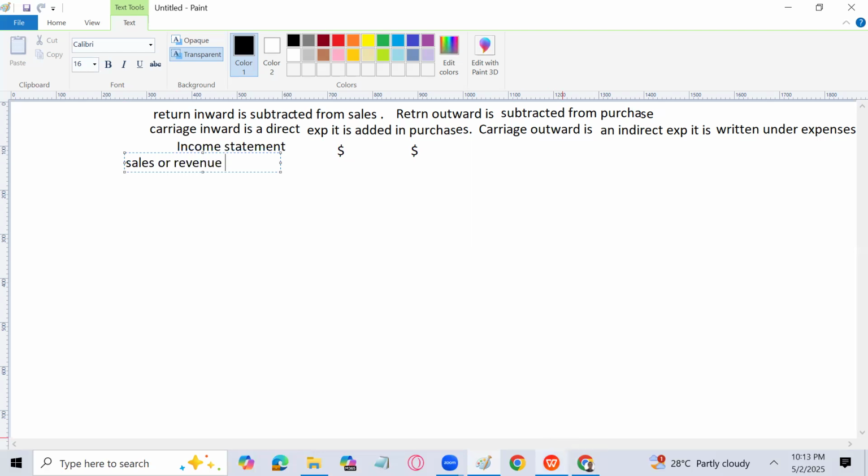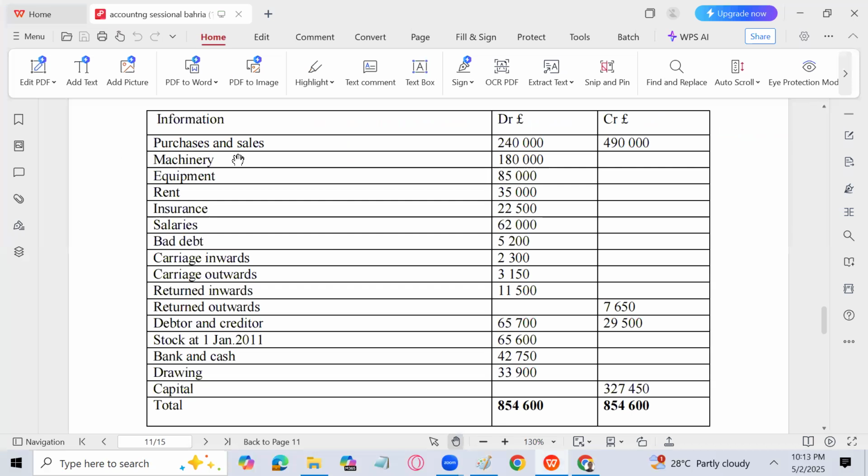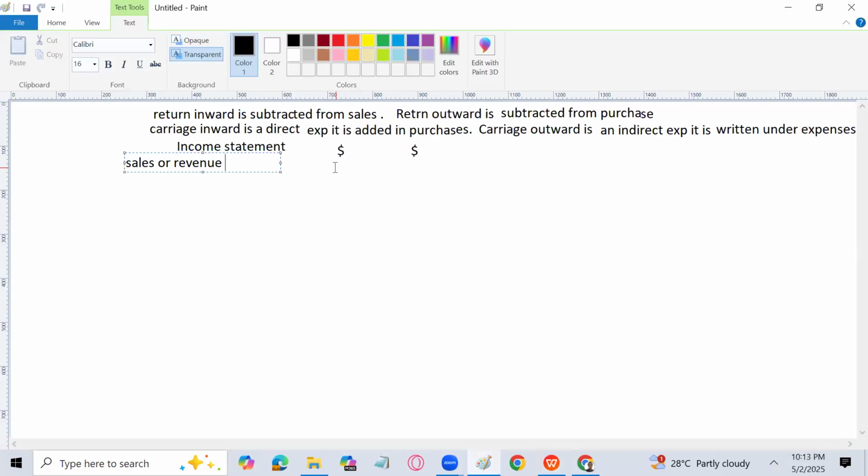So let's see in the question. Sales are given. Always remember that purchases are given on the debit side and sales are given on the credit side. You already knew that purchases are always debited and sales are always credited. So sales are basically 4,90,000. So I'm going to write here 4,90,000. Sir, why are you writing it in the inner column?